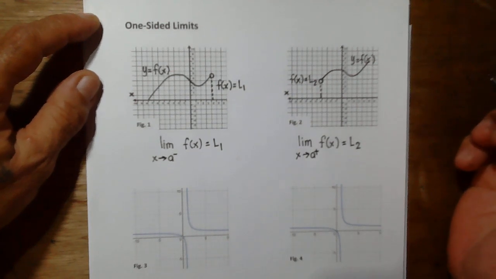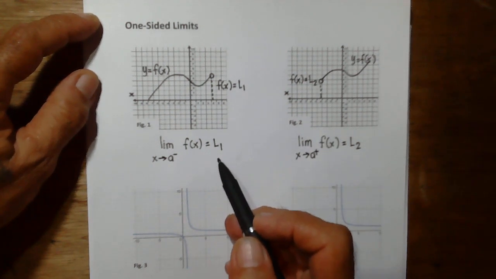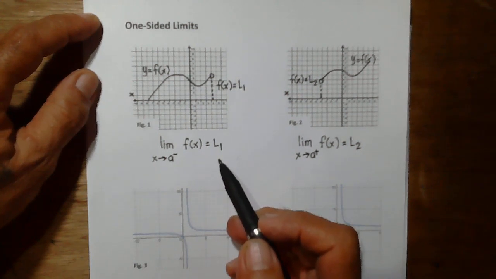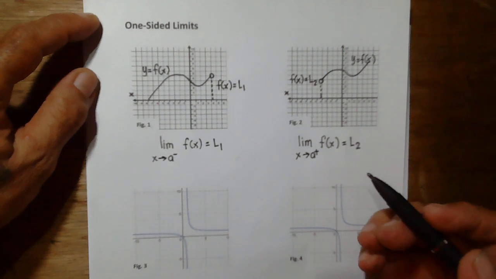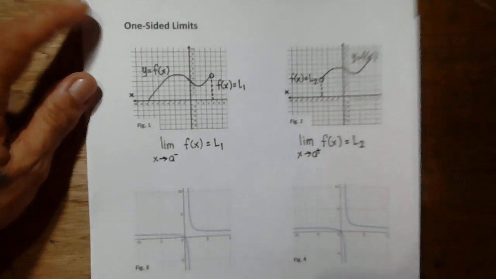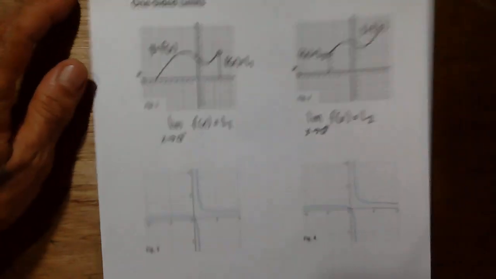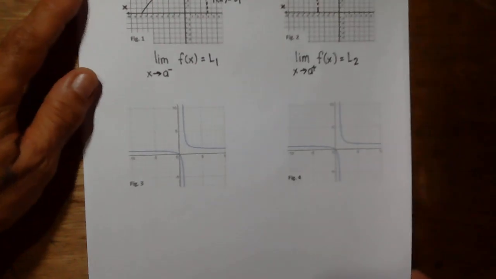Okay? The value L sub 2 is said to be the right hand limit of the function f of x as x approaches a. The value L sub 1 is said to be the left hand limit of the function f of x as x approaches a. So that is how we illustrate one-sided limits. Now we go to some example.